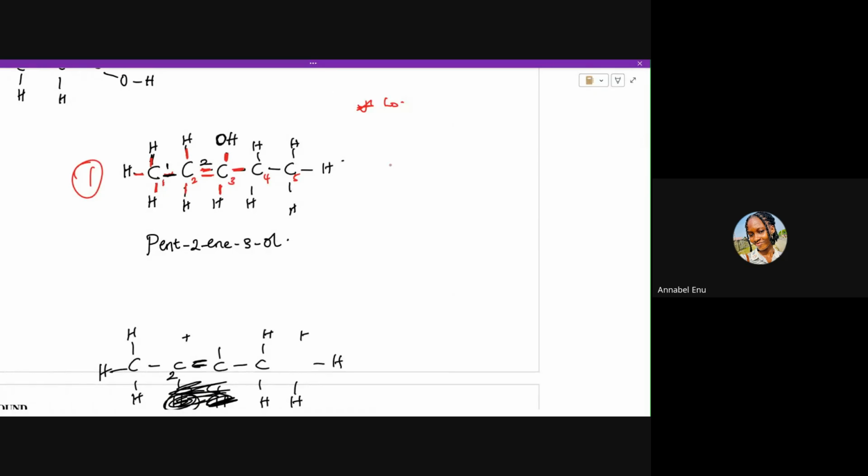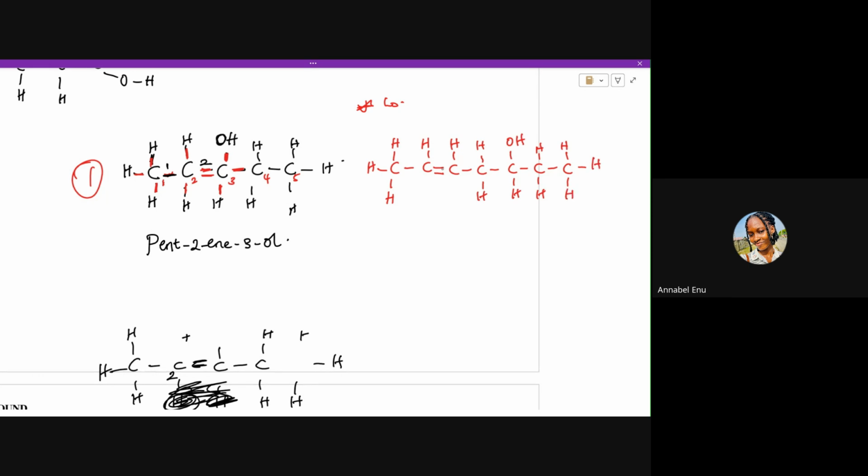Now let's take the same structure, but this time let's make it 1, 2, 3, 4, 5, 6, 7. Then our alcohol is here, and our double bond is here, still in the 2 position, and the rest are just hydrogen. So how do we name this one? To properly name this, the first step, we ask what is your longest carbon chain. In this case, how many is our longest carbon chain?